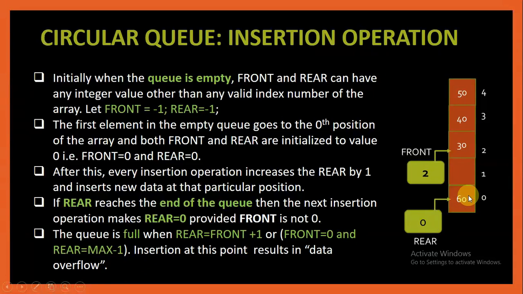Now the queue is full when rear is equal to front plus 1, or front is equal to 0 and rear is equal to max minus 1. This is the original condition of the normal queue also. When front is 0 and rear is max minus 1, the queue is full. But in this case, one more condition is there. If rear is equal to front plus 1, then also the queue is full. An insertion at this point will result in data overflow.